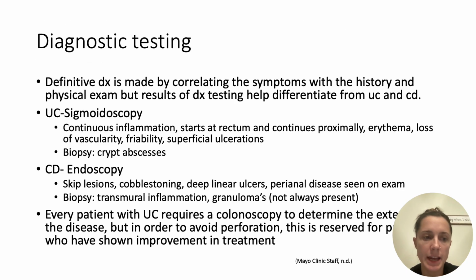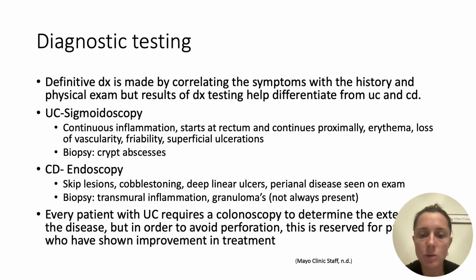So, diagnostic testing. A definitive diagnosis is made by correlating the symptoms with the history and physical exam, but results of the testing help differentiate UC from CD. With ulcerative colitis, a sigmoidoscopy is going to be your best bet. It will show continuous inflammation that starts at the rectum and continues proximally. It'll show erythema, loss of vascularity, friability, and superficial ulcerations. And then with the biopsy, there will be crypt abscesses.